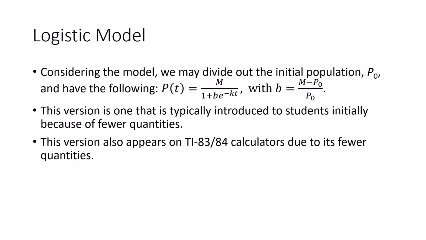Now if we consider this model, we can divide out the initial population P naught, and we'll have a simpler version that's used by TI-83/84 calculators. Also, this version is introduced to students in pre-calculus because it has fewer quantities. So we can use the model P of t is equal to m divided by the sum of 1 plus b times e to the negative kt. And this b value is m minus P naught divided by P naught.